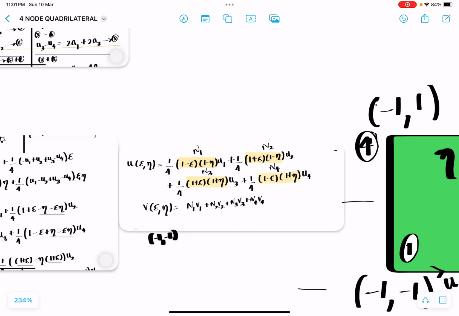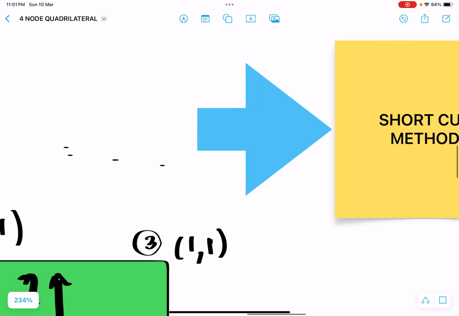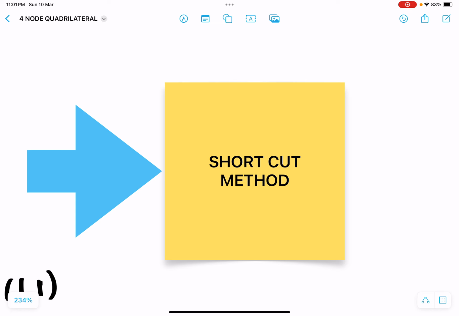Hello everyone. Today we are going to derive the shape functions of a 4-node quadrilateral element by shortcut method. This is not a conventional method of deriving the shape function, but rather we are going to follow a shortcut method to derive the shape functions of the 4-node quadrilateral element. But keep in mind that this is a method that you can actually use to derive the shape functions for other higher order elements, not just the 4-node quadrilateral element.